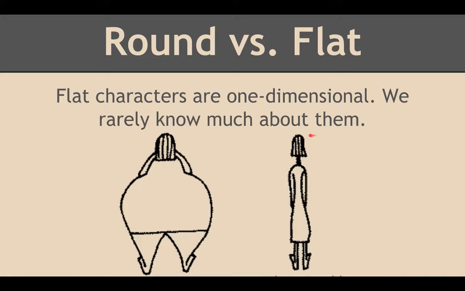So flat characters are very one-dimensional. We rarely know much about them. Versus a round character, we know a lot about them. Okay, that comes into play. You can imagine how similar these are to major and minor characters, round and flat. You can see a lot of similarities in these terms, although they have slight differences.